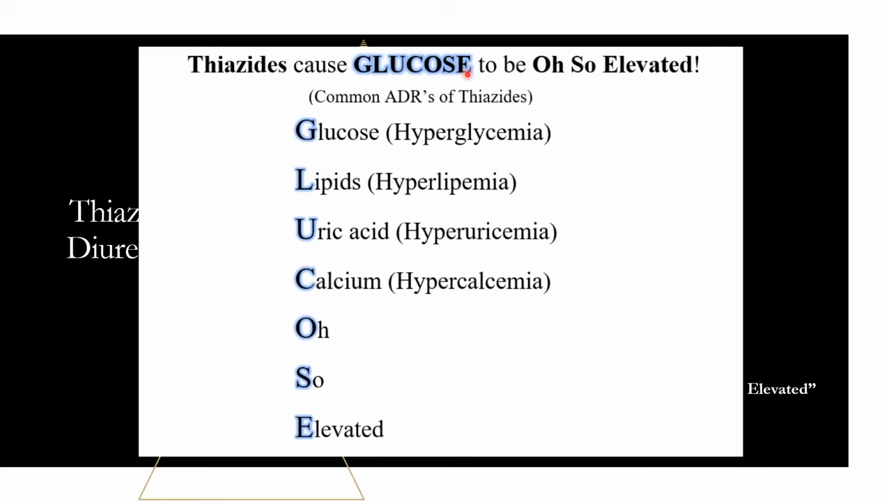So remember, thiazides cause glucose to be oh so elevated, and then you can remember your four things that are going to be increased here, and then you just remember oh so elevated.